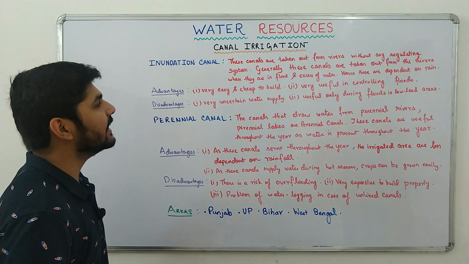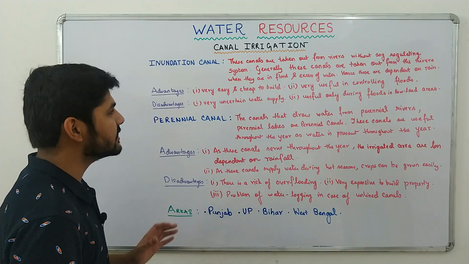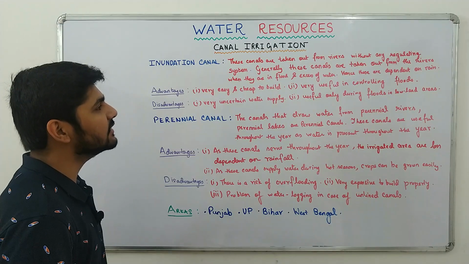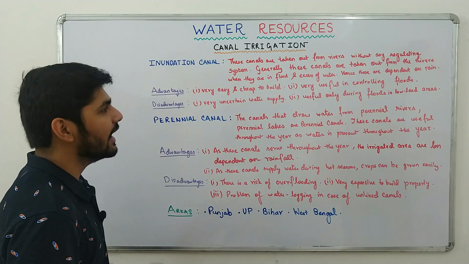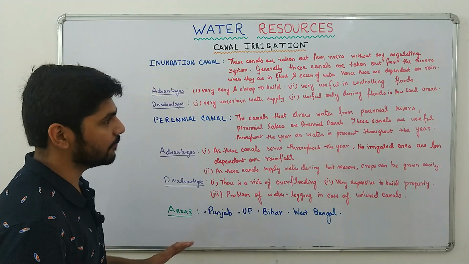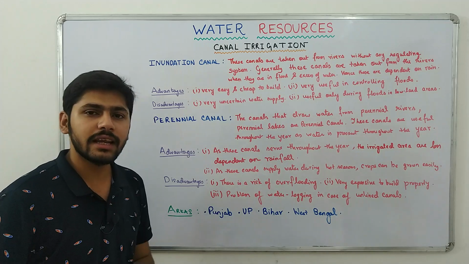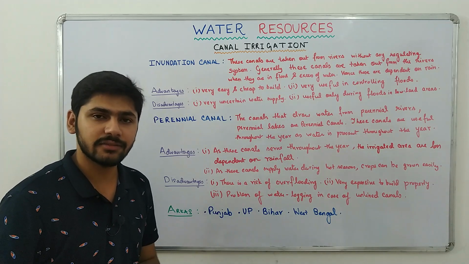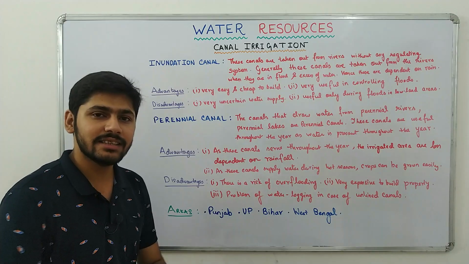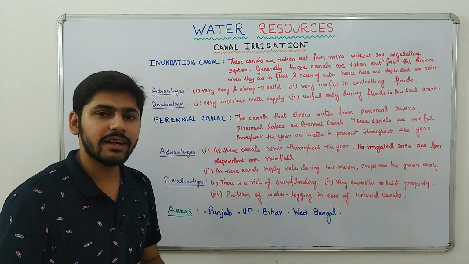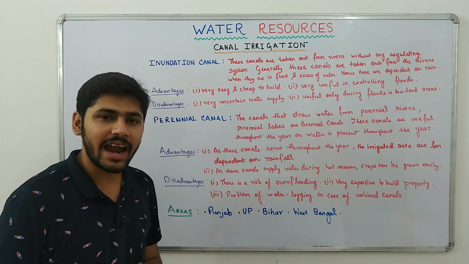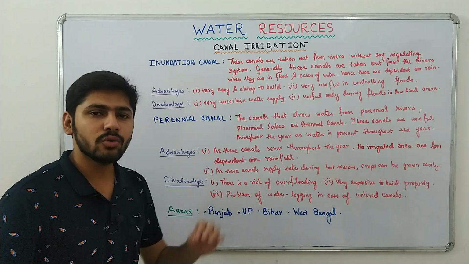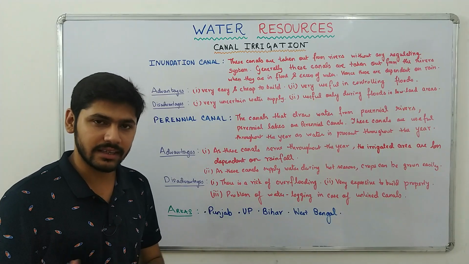These canals are taken out from rivers without any regulating system. Generally, these canals are taken out from the rivers when they are in flood and excess of water. Hence, these are dependent on rain. Now, during the rainfall season, if a river gets flooded, inundation canal is taken out from that river. So what it does is, first of all, it controls the flood of that river and it takes the flood water to such a place where water is very less.